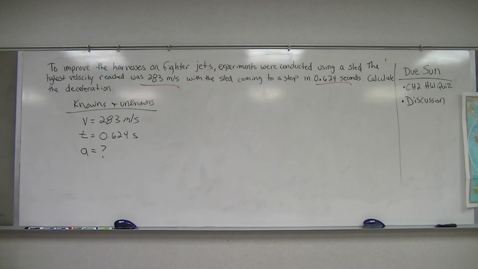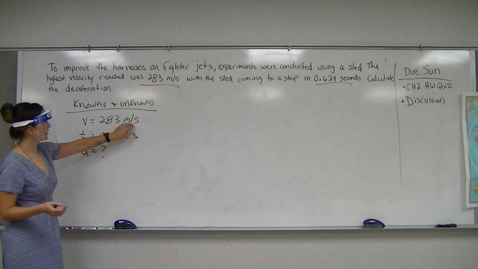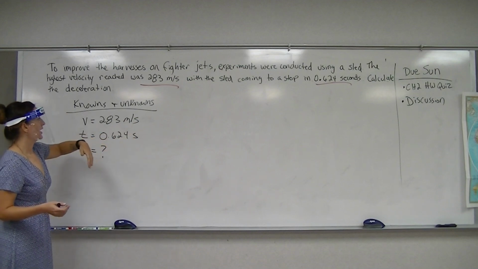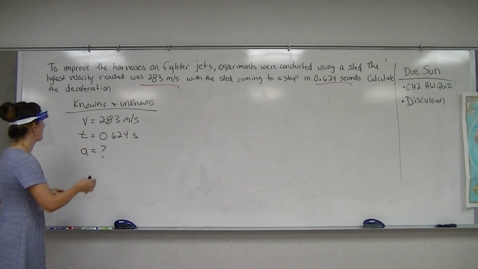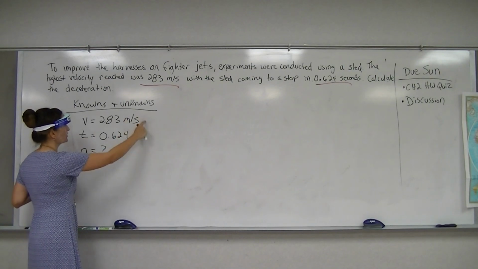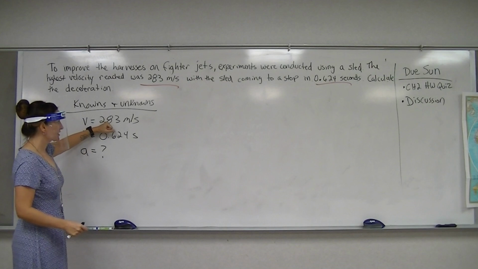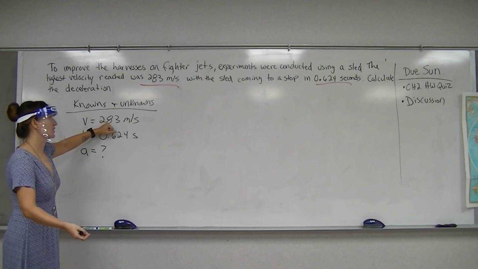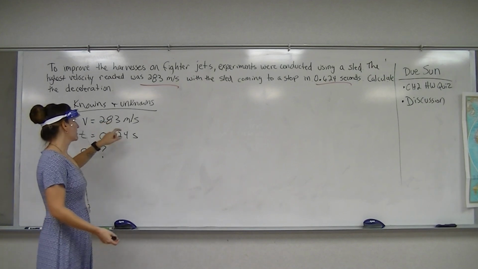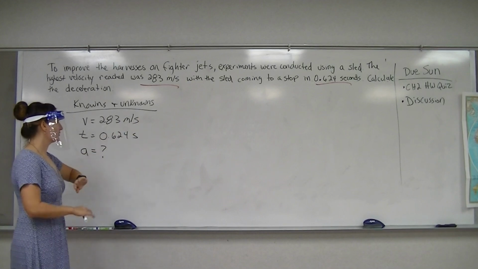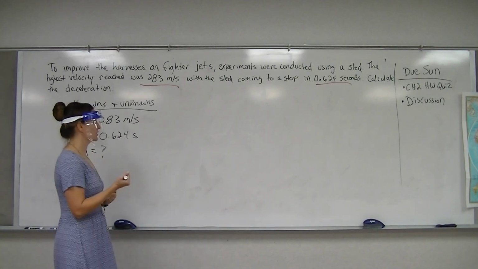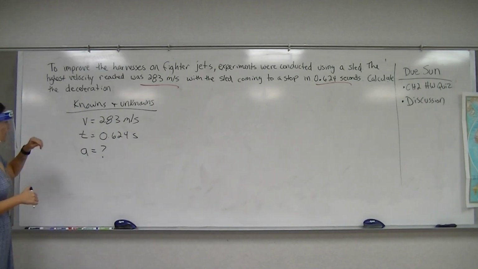So now, the next step is to convert if necessary. What that means is you want to look at the units given to you and make sure they're in the units you want. So for instance, velocity is in meters per second. That's metric, that's good, that's what we want. If it was in miles per hour, we would have to convert it to meters per second. But since both of these are in the units we want, we have no conversions to do. So we get to skip that step.